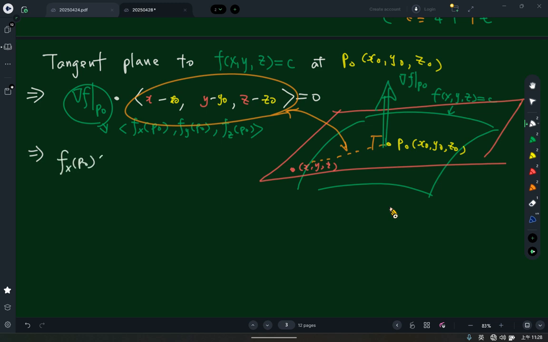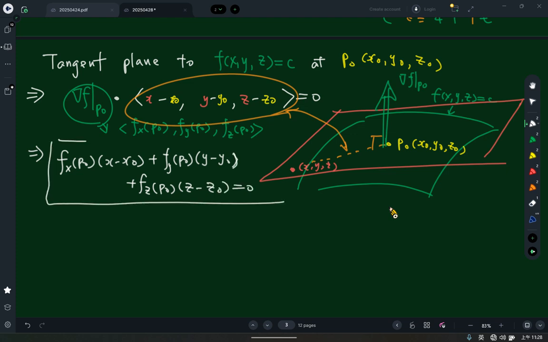So finally we get this one, plus partial f partial y at P0 times (y minus y0), plus partial f partial z at P0 times (z minus z0), equal to 0. This is the final result, and it describes this tangent plane.